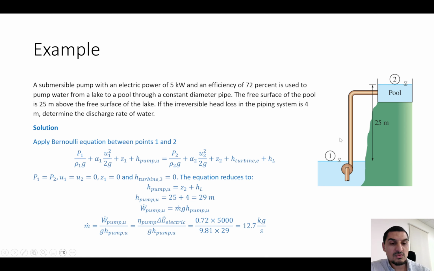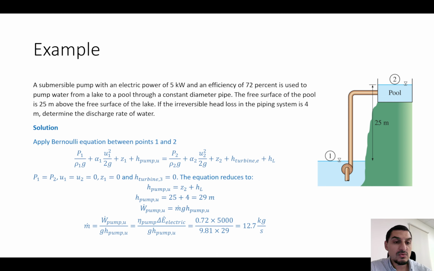The same thing: the two pressures are atmospheric pressure, the two velocities are 0. The difference in elevation is 25 meters. There is no turbine, it's only a pump. And that's why what we will have here is that H pump is Z2 plus HL. Z2 is 25 meters and HL is 4 meters, it's given here. So the pump head is 29 meters of head.